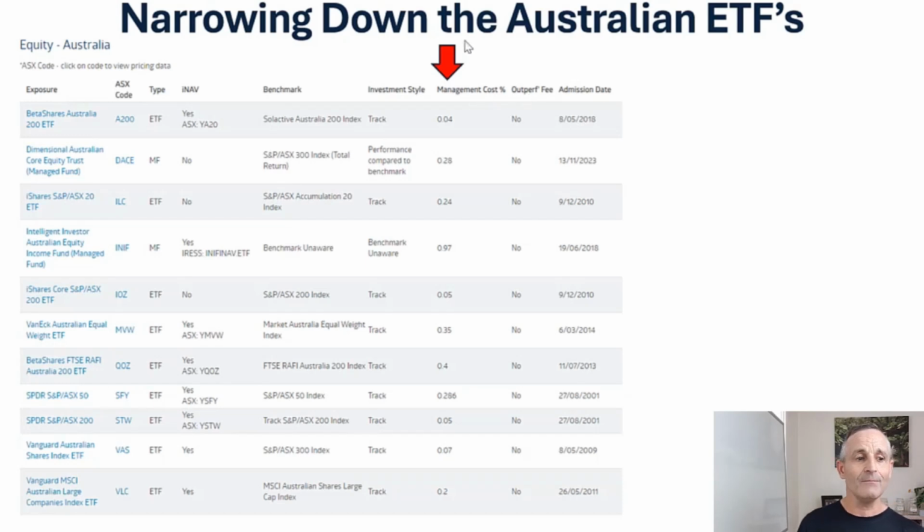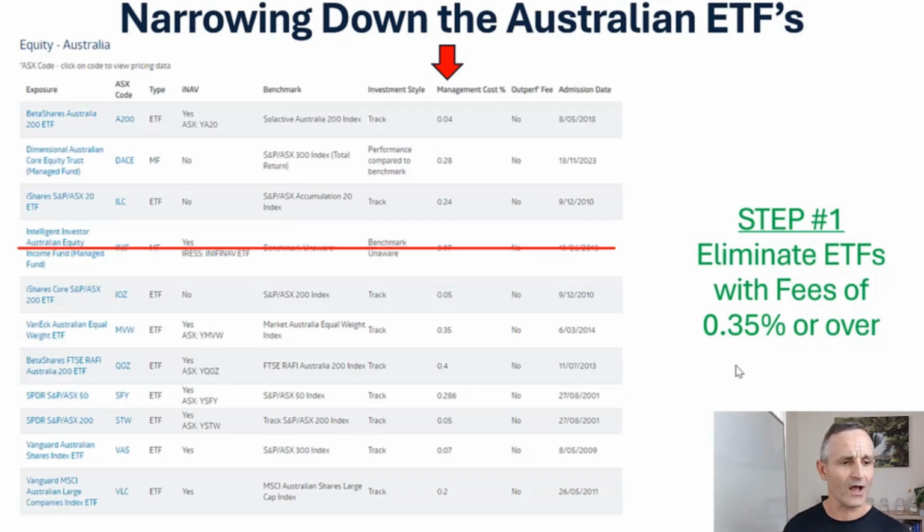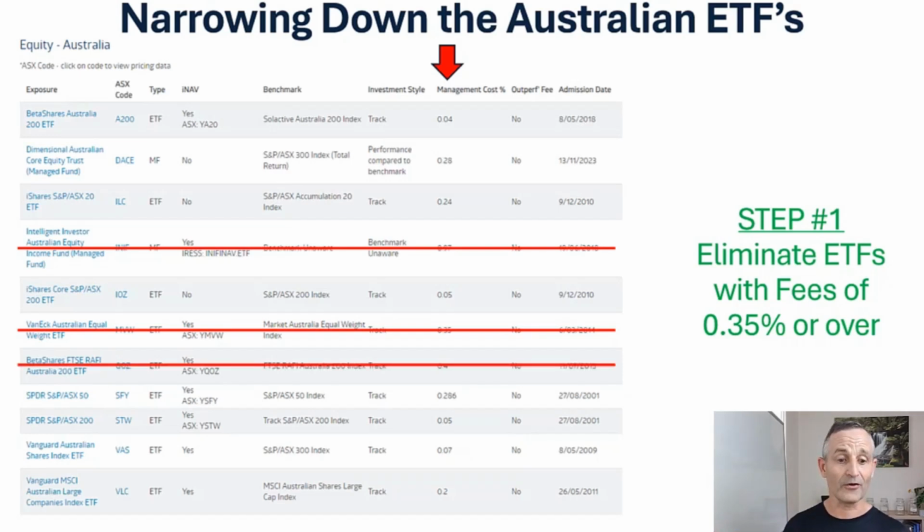We can see here, step 1, we want to remove any exchange traded funds with fees over 0.35. And when we print off that document that I gave you the link to earlier, it has all the management expense ratios listed there. So if we tick off anything with over 0.35, I think there's 1 or 2 here. There's 2 there, they immediately get taken out. Oh, sorry, there's 3 there. So we got rid of 3. So we've brought 11 down to 8 now.